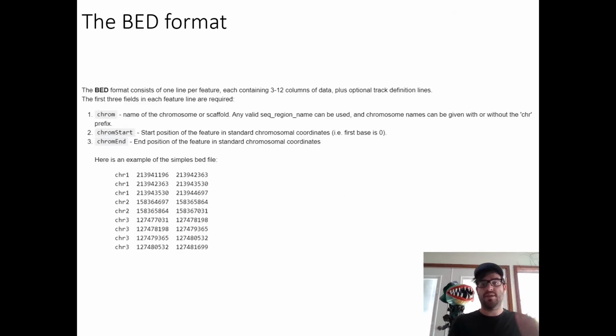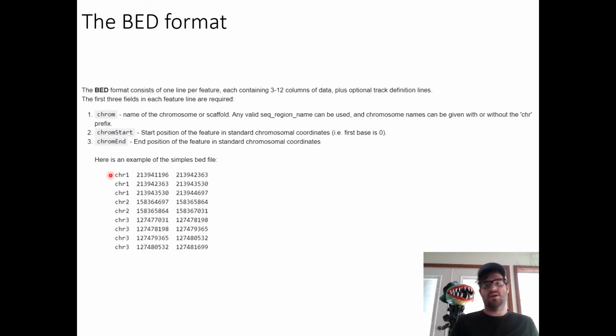And so the first format that we'll talk about is the BED file, or the BED format. Again, this is a comma or tab delimited format, and it consists of one line per feature, with each feature containing 3 to 12 columns of data plus optional track definition lines. The first 3 that are essential in the BED format are the chromosome, the start, and the end. So here's an example of the simplest way we can have a BED format.